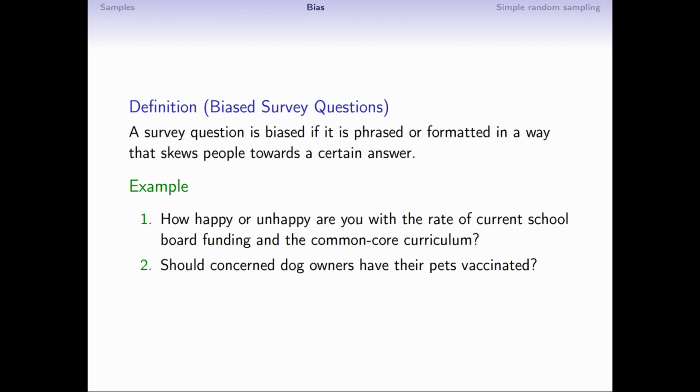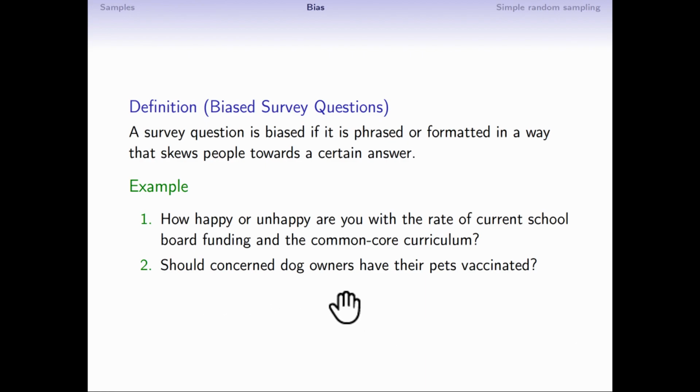So maybe someone who's very unhappy that the school board is working at implementing the Common Core curriculum might want to defund that school board. And so they'll answer negatively about the rate of school board funding. All right, just a concern that you should be aware of.